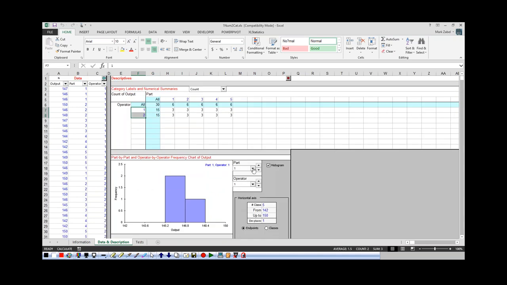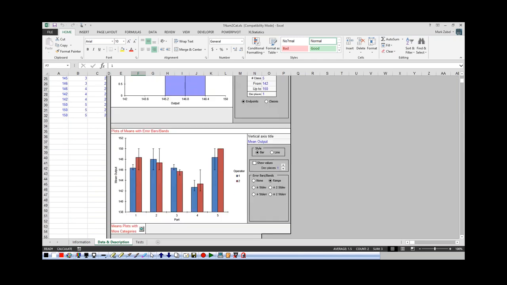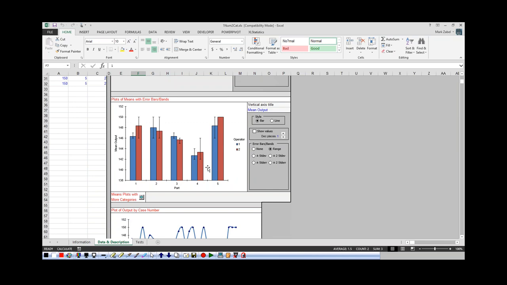So on the first one, we can look at the histogram of any of these. Not all that interested in that. I'm interested in this. By looking at this, I can tell which parts had higher output and which ones the operators differed on. For example, let's say that 5 was the most complex. Let me remove that for just a second. Let's put it to standard error.